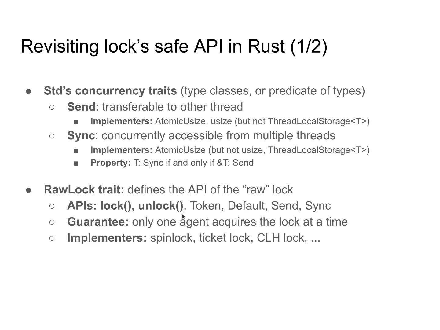So we are going to implement spin locks, ticket locks, and other kinds of locks that guarantee this mutual exclusion property. So only one agent acquires the lock at a time. No two agents are holding the lock at the same time.